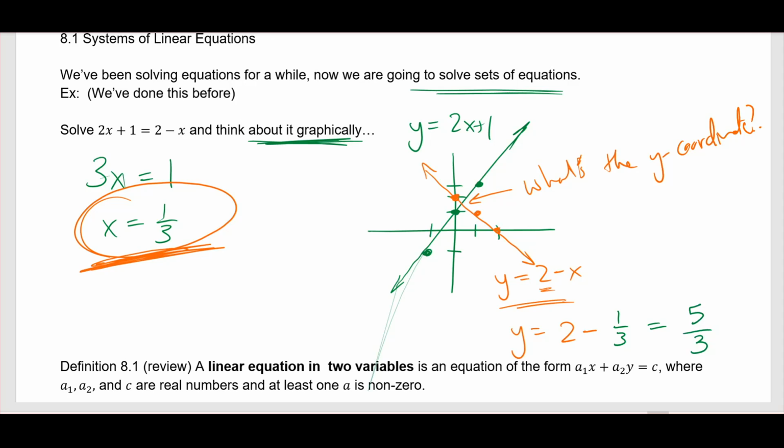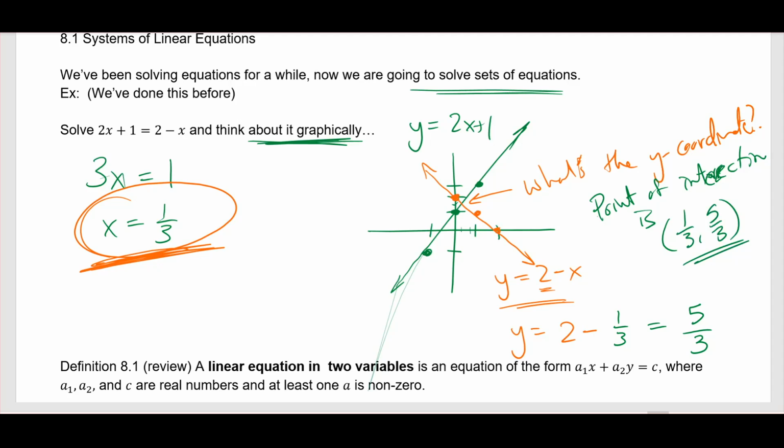Okay, and the picture kind of looks like that, right? Split that up into thirds. And then 5/3 would be 2/3 more than 1, so that's about somewhere in there. Okay, so the point of intersection here. Intersection is the point 1/3, 5/3.